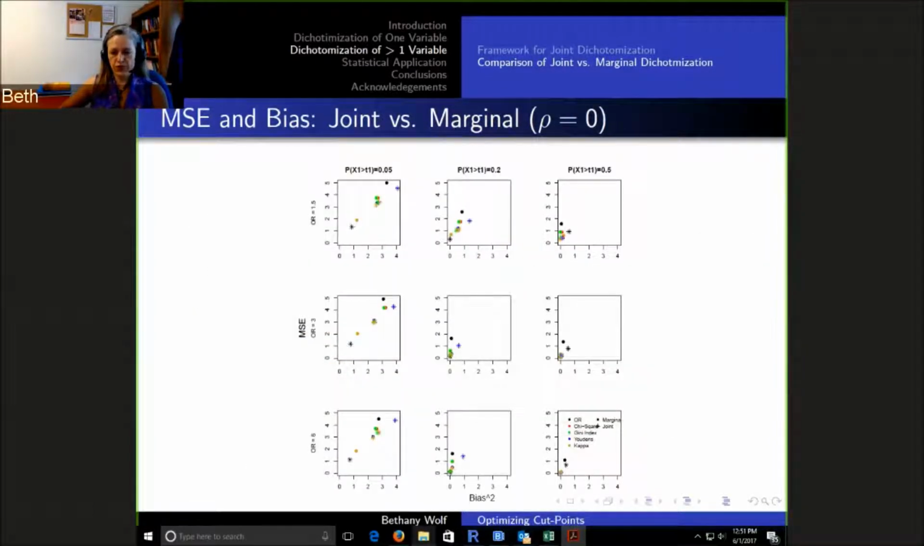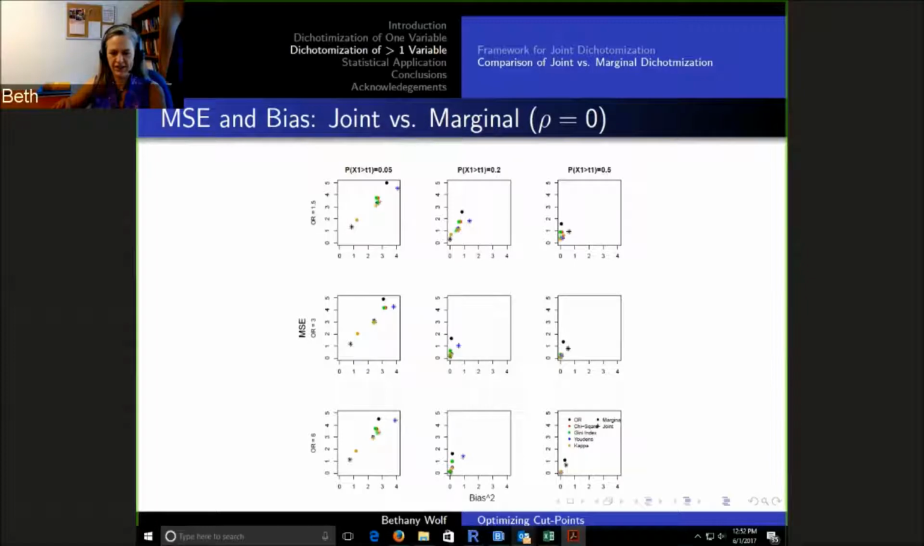And so we're showing the same panel as we showed before, but now we're comparing marginal dichotomization, where I only consider x1 by itself and ignore the information from x2, and I only consider x2 by itself and ignore the information for x1, versus this joint approach that we're proposing here. And ideally what you'd like to see is that the joint approach does better than the marginal approach.